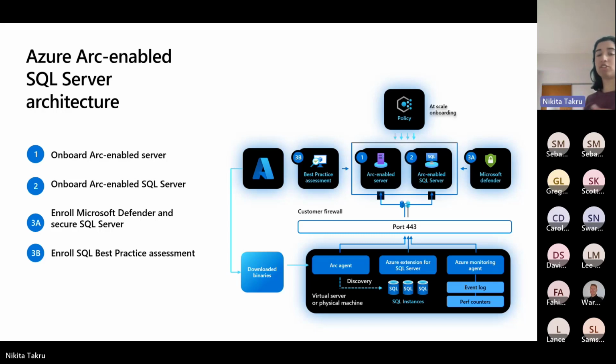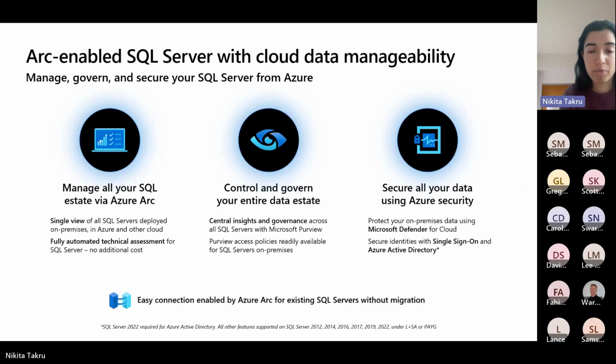It really boils down into those 4 steps, where step 1 is you onboard the Arc-enabled server, then you onboard the Arc-enabled SQL Server. From there, you can turn on the different features, right? So enrolling in Microsoft Defender to secure your SQL Server estate as an option, enrolling in the SQL Best Practice Assessment, and so on and so forth. Now, with this being said, we have a good understanding of how all of this works behind the scenes in the architecture. So now what we're going to talk about is Arc-enabled SQL Server in depth.